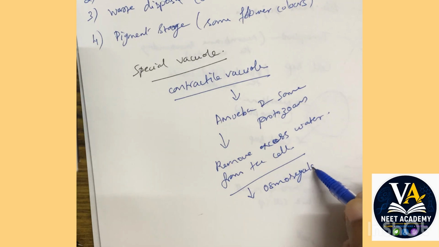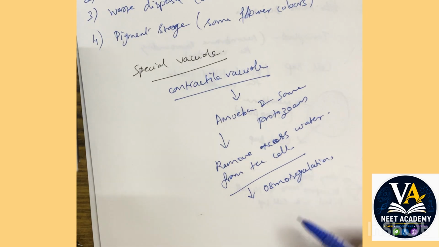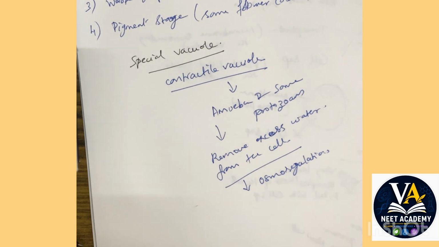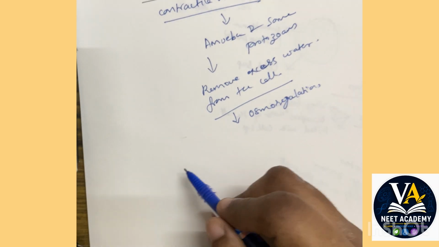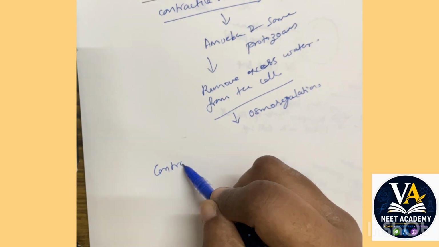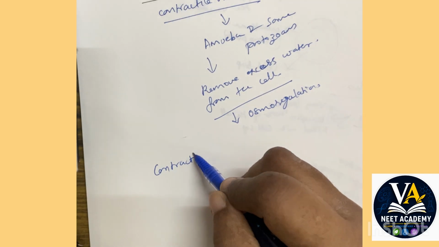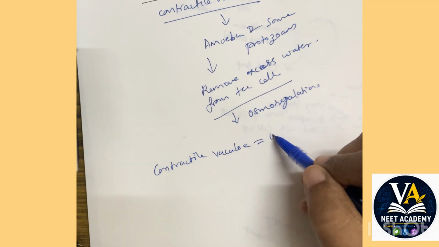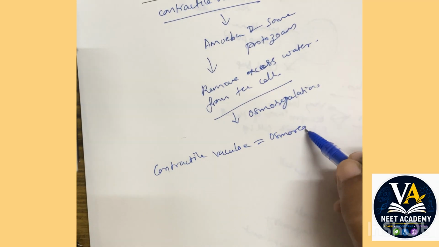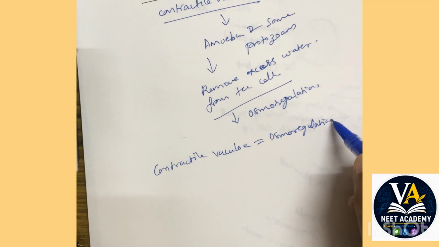So, this is why it is important in the osmoregulation of amoeba and some protozoans. Now, this is one of the favorite NEET questions. What is the function of contractile vacuole? Contractile vacuole is equal to osmoregulation. You should remember this.